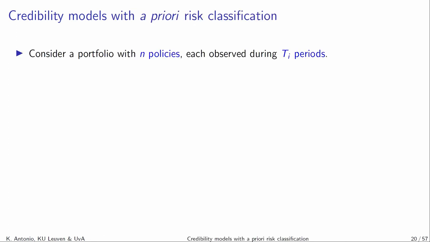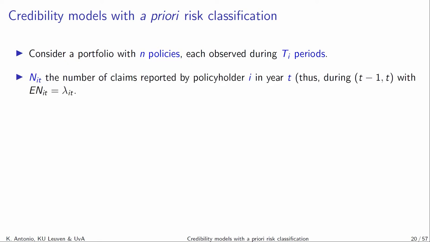Good. So now we want to leverage this. Now I'm really going to go into the Bayesian style calculations. I'm going to consider a portfolio with n policies, each observed during T_i periods. Some of my policyholders just entered my portfolio, while others have been with me for 10 years or so. So the size of the history available can be different across policies.